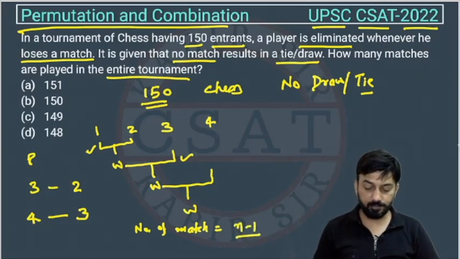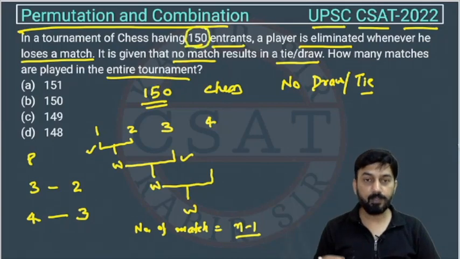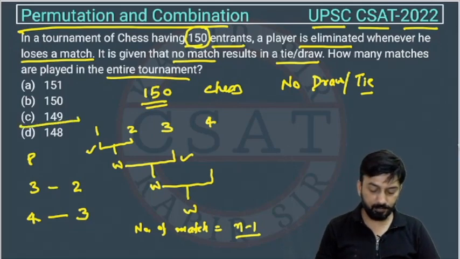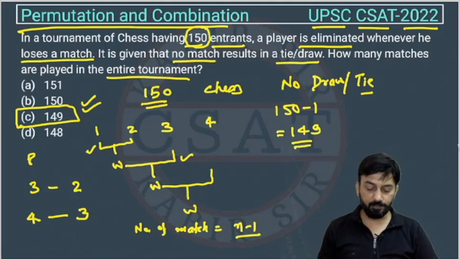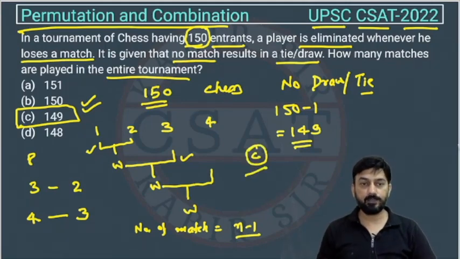So in the given question, there are 150 entrants. So the matches will be how many? 150 minus 1, so 149. So the total matches will be 149. So the answer is option C. See, this is a very easy question, right? You just need to know the concept here.